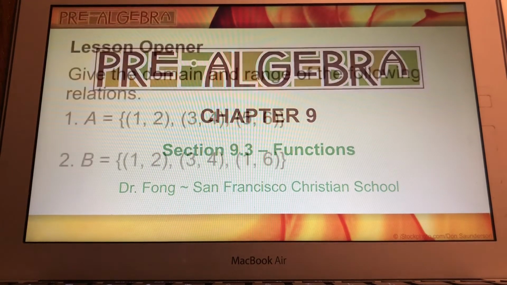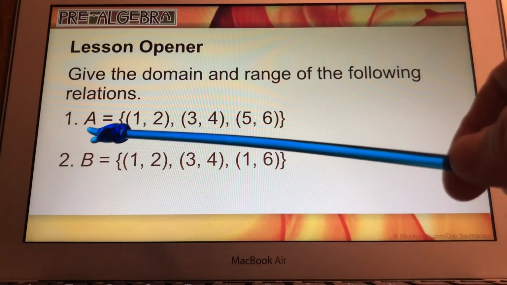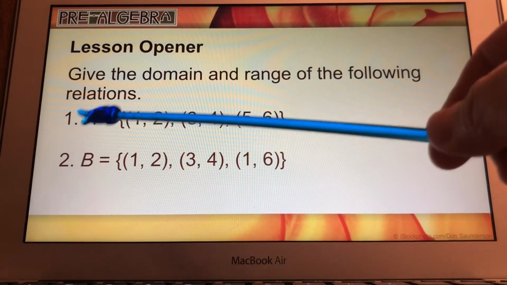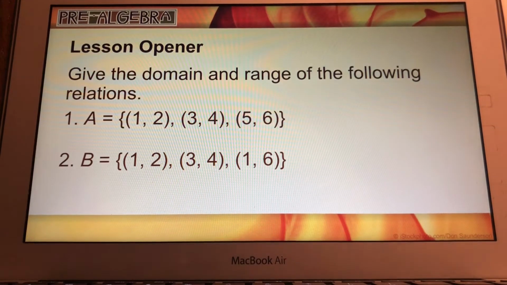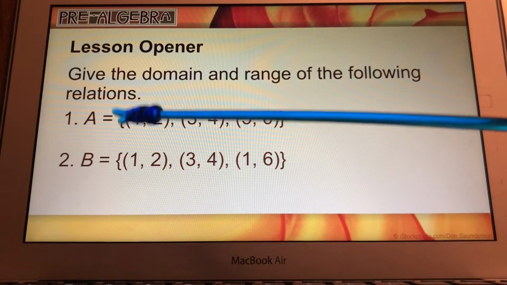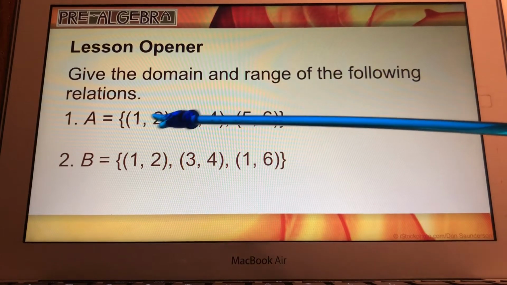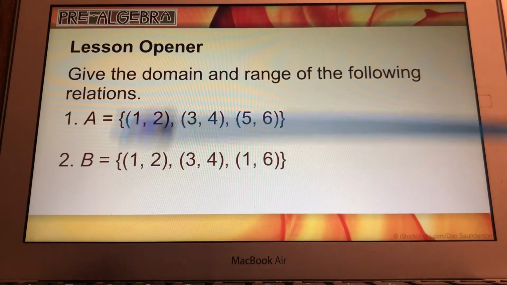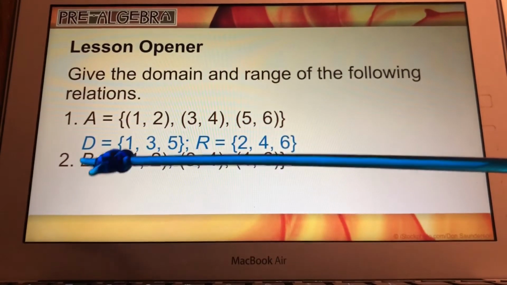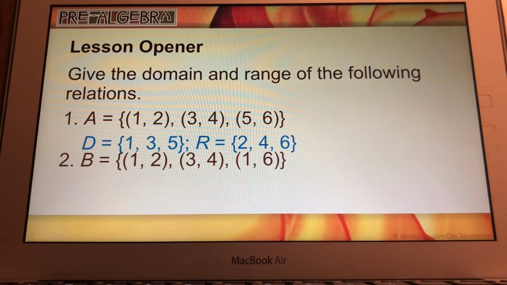And first, before we jump into talking about functions, let's review again. If you are given a set of numbers, a relation here, relation A, you're given these set of coordinates, and you want to find the domain and the range for each of these sets. Remember, your domain are your x coordinates. That would be 1, 3, 5. The range would be the y coordinates, 2, 4, 6. So in relation A, your domain, D, is 1, 3, 5, and the range is 2, 4, 6.